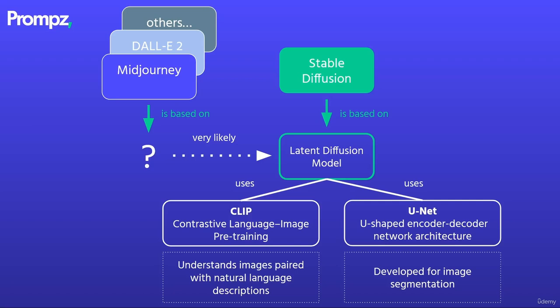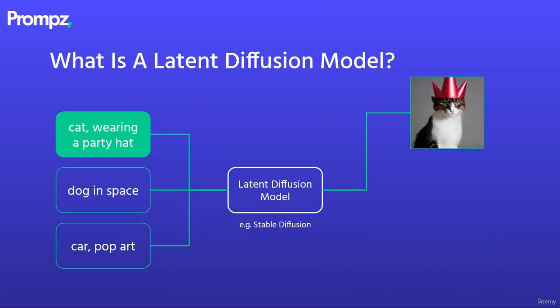In our last lesson, we found out that Midjourney likely uses the same type of machine learning models as other AI image generators like Stable Diffusion. This is called the latent diffusion model. It has two big parts, CLIP and UNet. You got to know that this latent diffusion model is the brain behind AI image generators.